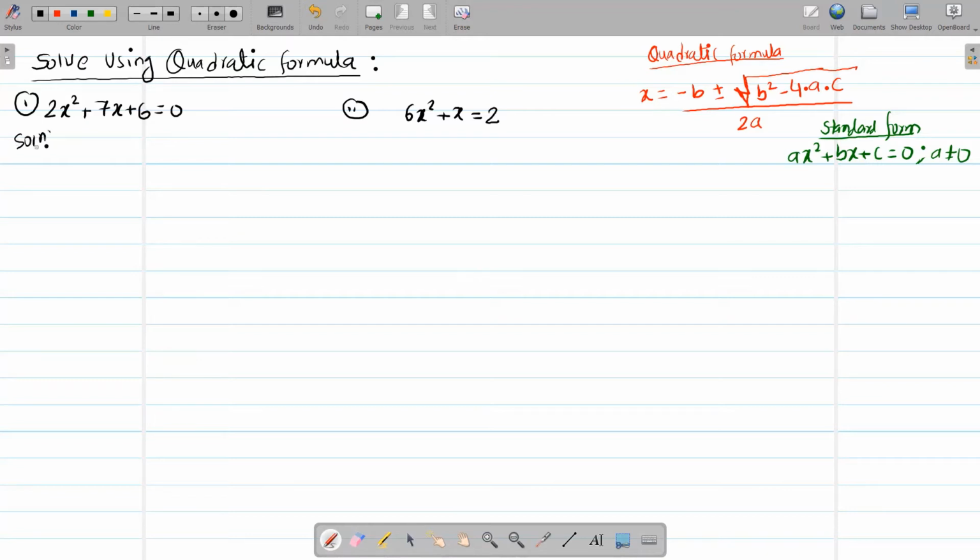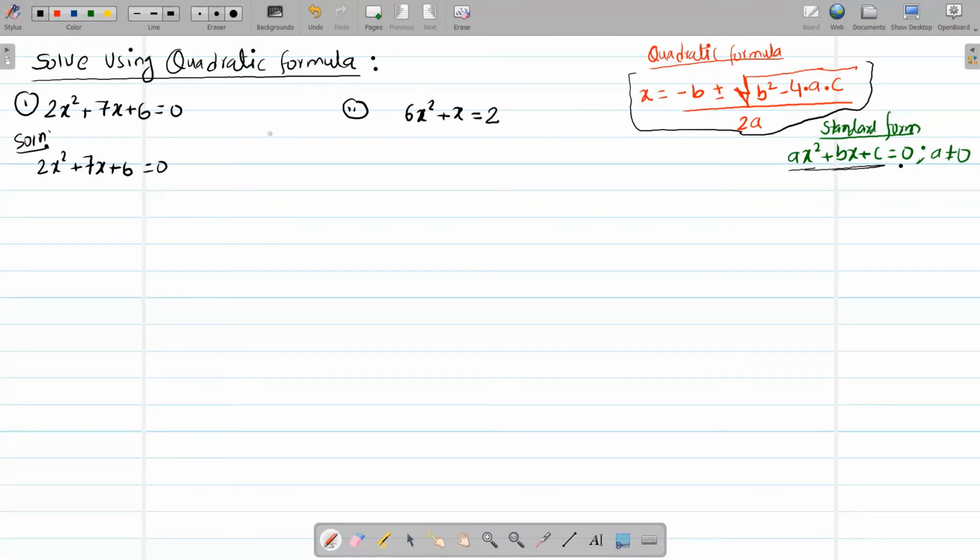The first problem is 2x squared plus 7x plus 6 is equal to 0. Now, we know that the standard form of a quadratic equation is ax squared plus bx plus c is equal to 0. And now, here's the quadratic formula. We can use this to solve for the value of x.